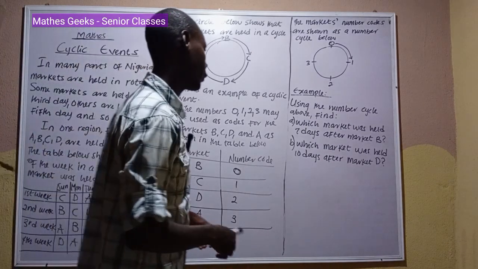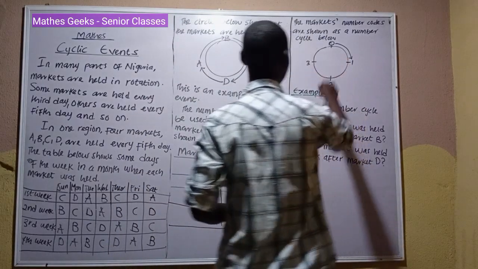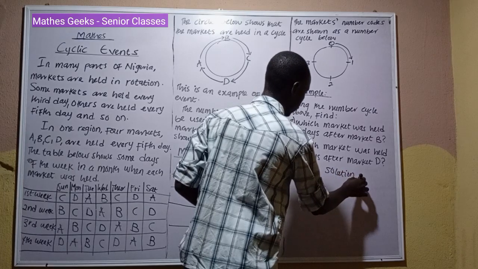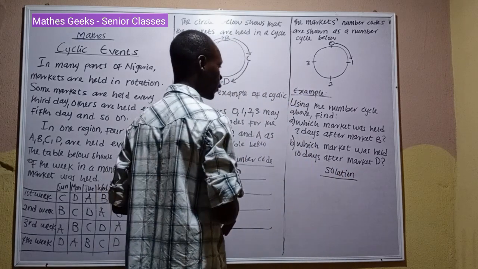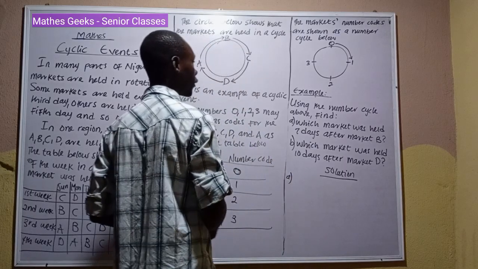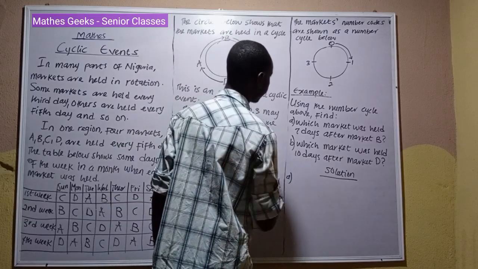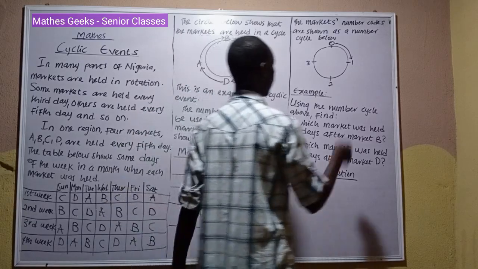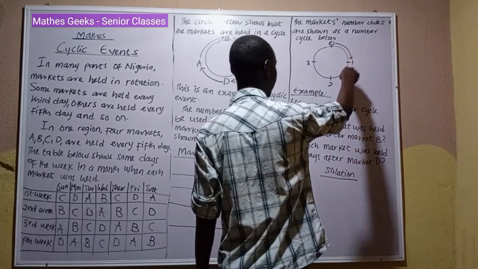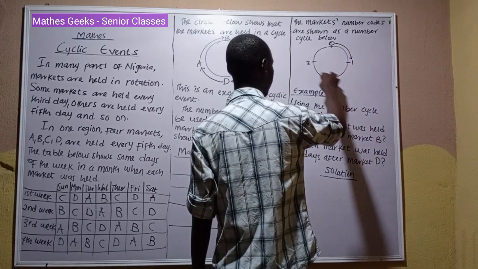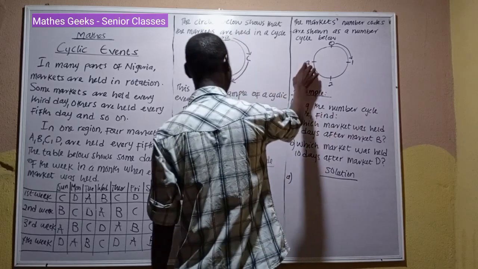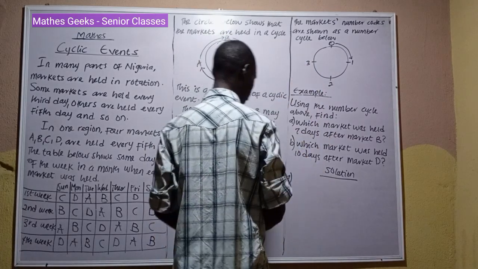Using the number circle above, which is this number circle, find A. Which market was held 7 days after market B? So market B has the code 0. I'm going to rotate 7 times. This is 1, 2, 3, 4, 5, 6, 7. That's 3, and it's market E.